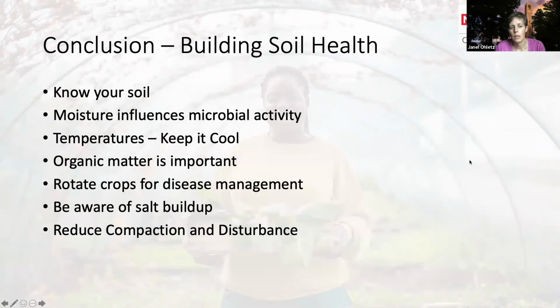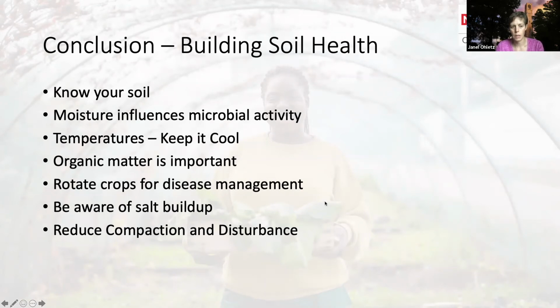So to conclude, there's an awful lot here that I presented, but really know the soil is probably the most important part. Understand what is under your feet. Moisture does influence the microbial activity more than anything else. By ensuring that you are keeping your high tunnel cool, especially in the height of the growing season, is going to benefit both your plants as well as the microbes. Understanding that organic matter is important, but too much of a good thing is never good.